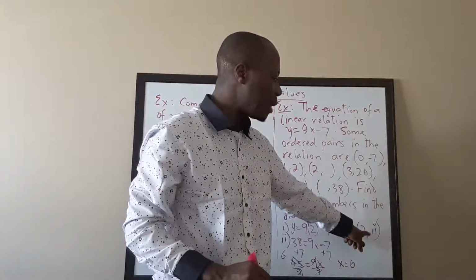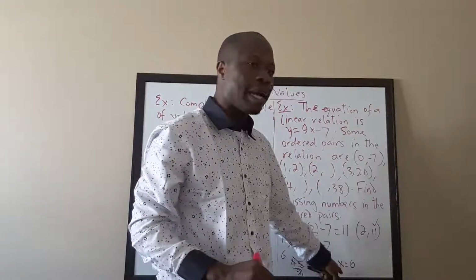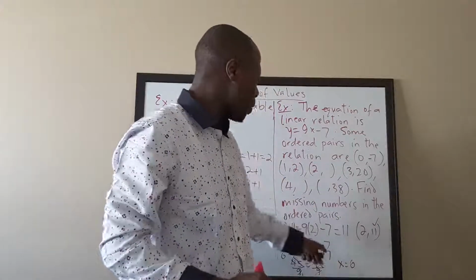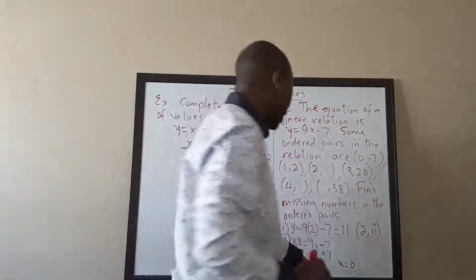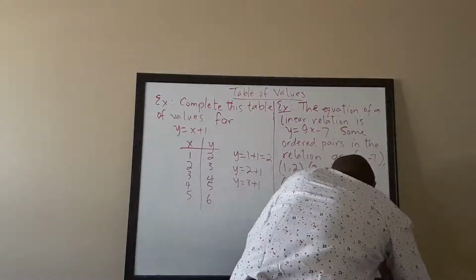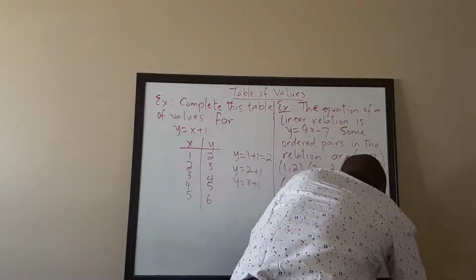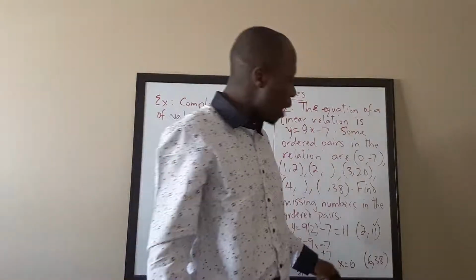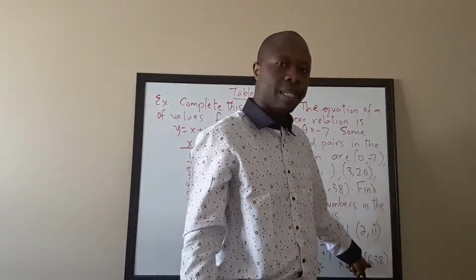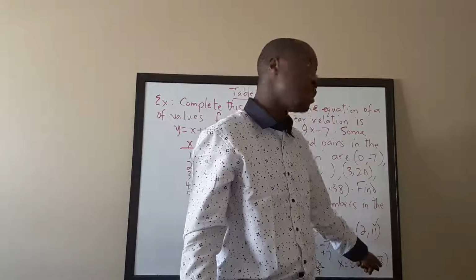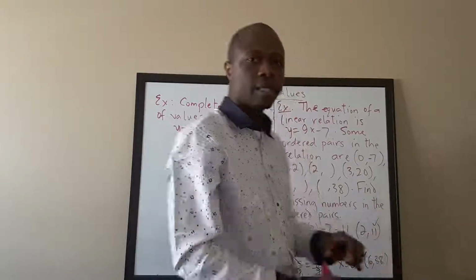Over here, y equals 11. Here, x equals 6. So our ordered pair is going to be 6 and 38. So our input is 6, is x. Our output is y, it's 38.